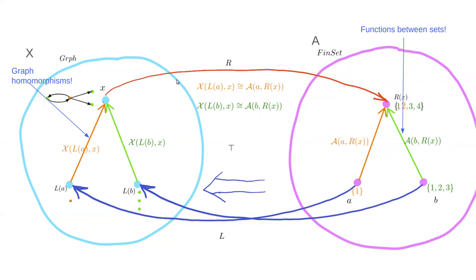The homs from this guy here to X are in one-to-one correspondence, in fact a natural isomorphism, with the homs from A to R of X. So they're really kind of the same thing, potato, tomato. It's just a different, kind of corresponding one, I'll say it that way.